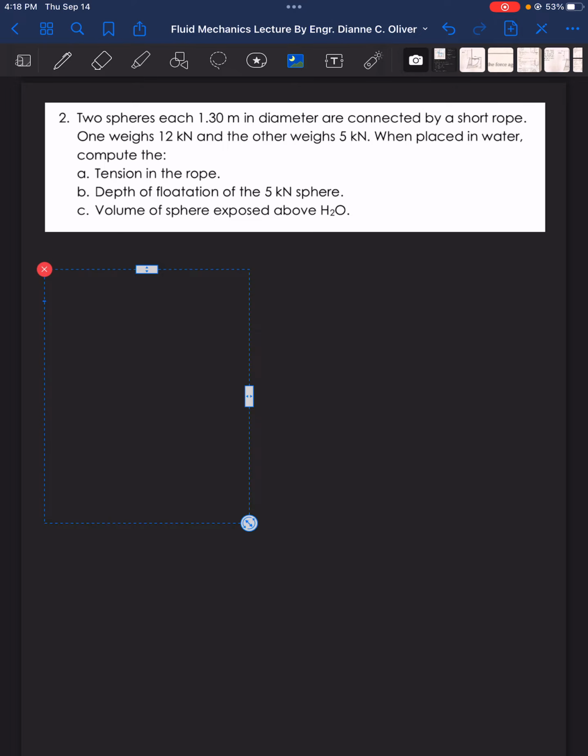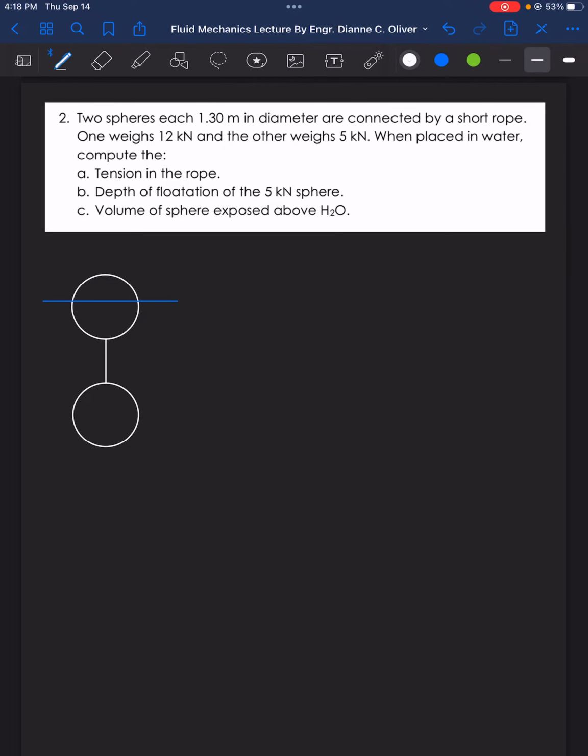Okay, so we have two spheres, each with the same diameter of 1.3 meter. They are connected by a short rope. Now one of the spheres weighs 12 kilonewton and the other weighs 5 kilonewton. So which of these two weighs 12 kilonewton and which weighs 5 kilonewton? We can check that by computing for the gamma.